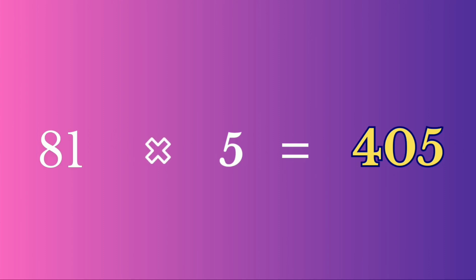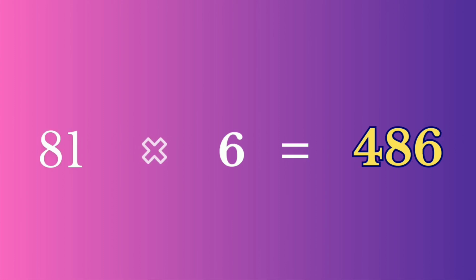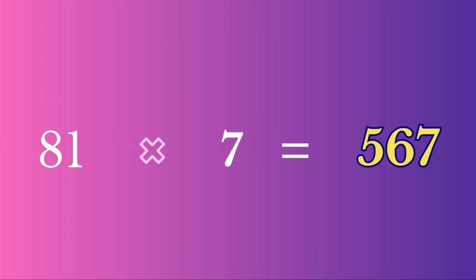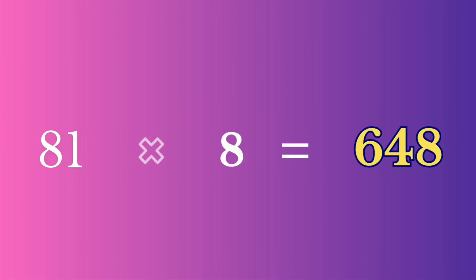81 fives are 405. 81 sixes are 486. 81 sevens are 567. 81 eights are 648.